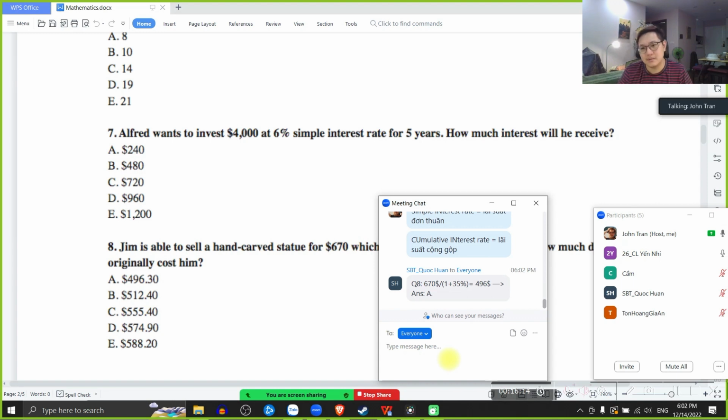Juan, are you in a hurry or something? Bạn Juan có đang vội vàng gì không mà cứ phải không chờ lớp được, em cứ làm liên tục vậy? Are you in a hurry or something? Okay.